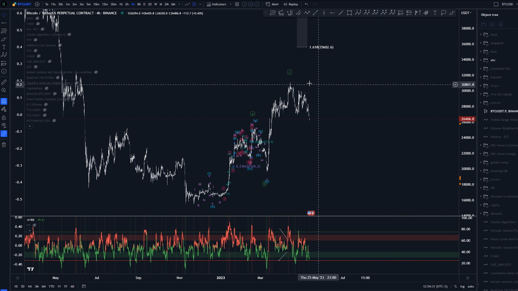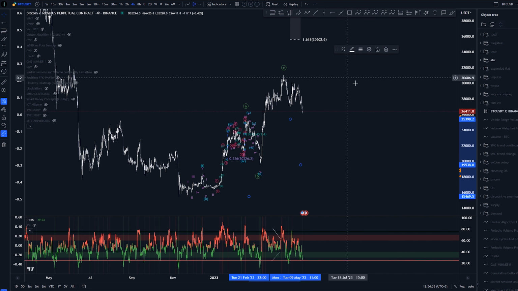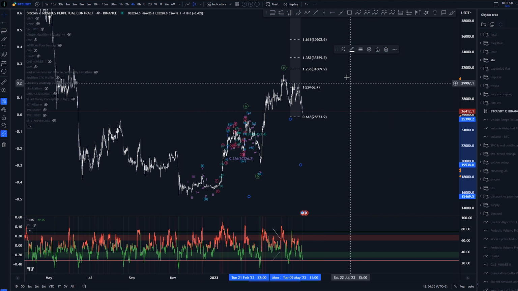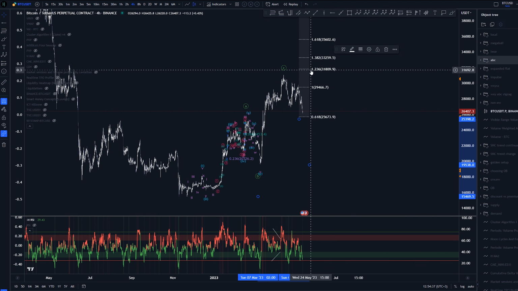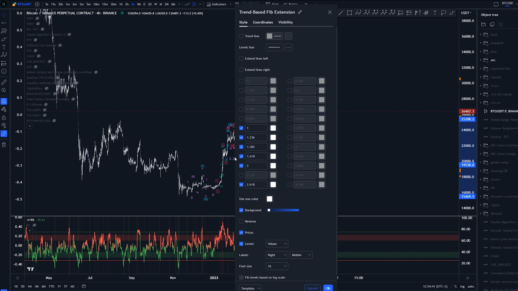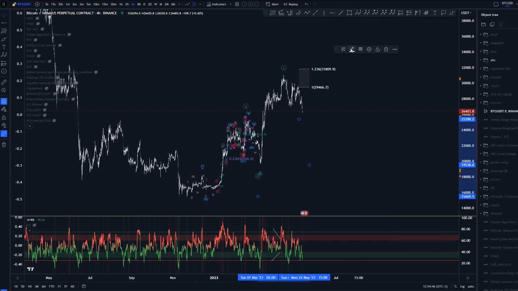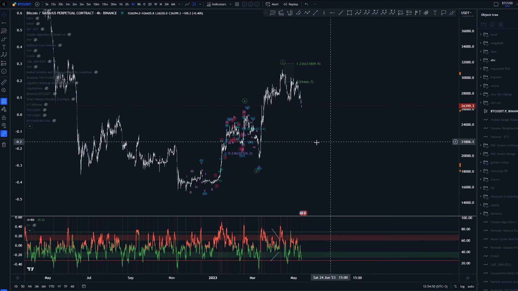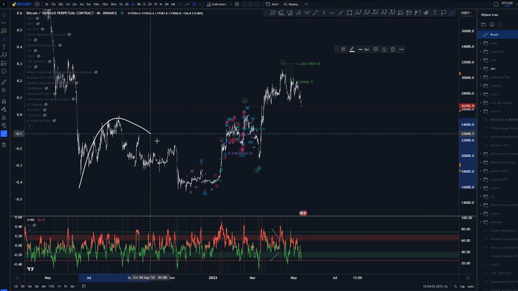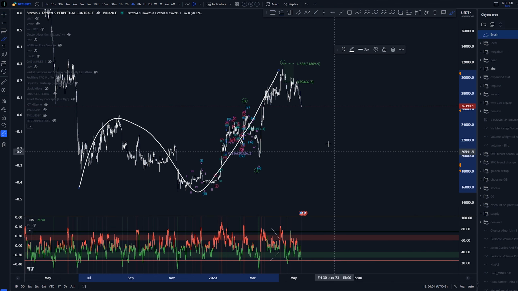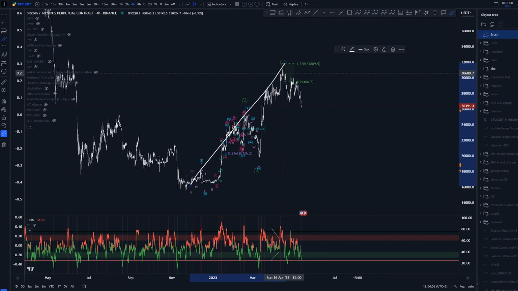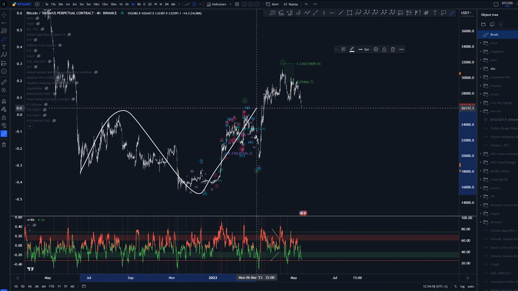Now, this ABC structure has been one of those that I was really looking into. We hit the 1-to-1. We almost got to the 1.236, which would have been a bit better. Let me get rid of all this rest. But yeah, I think this is the best one that I currently have. How this would fit into the higher time frame is something like this. It's not perfect. It would become a WXY.